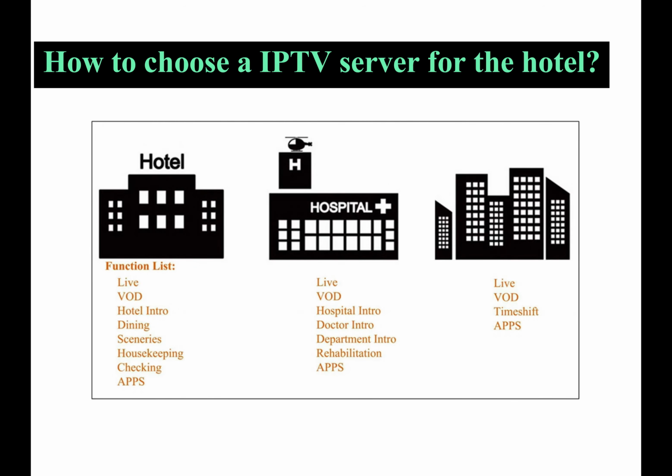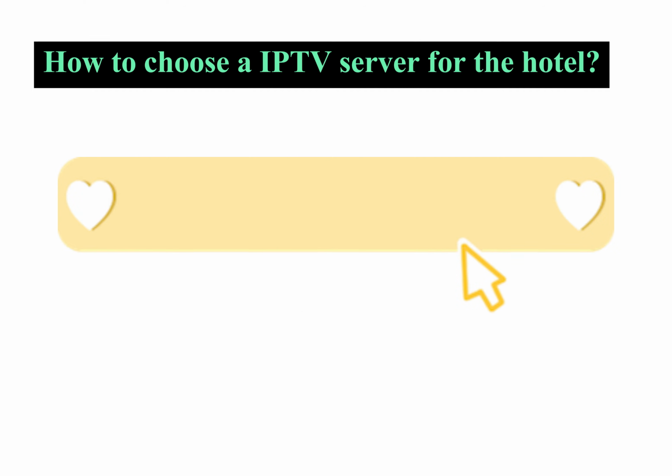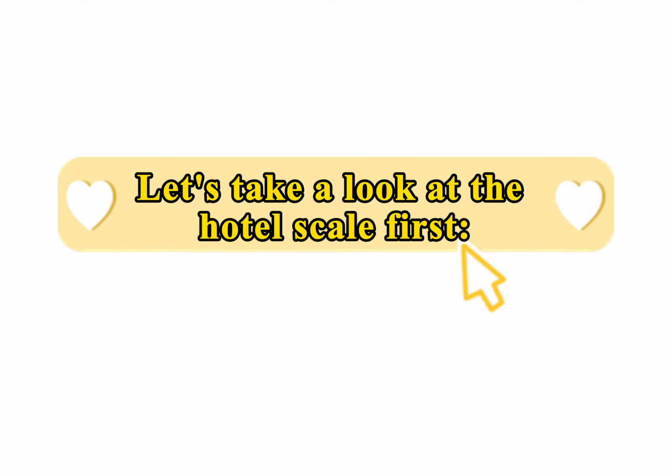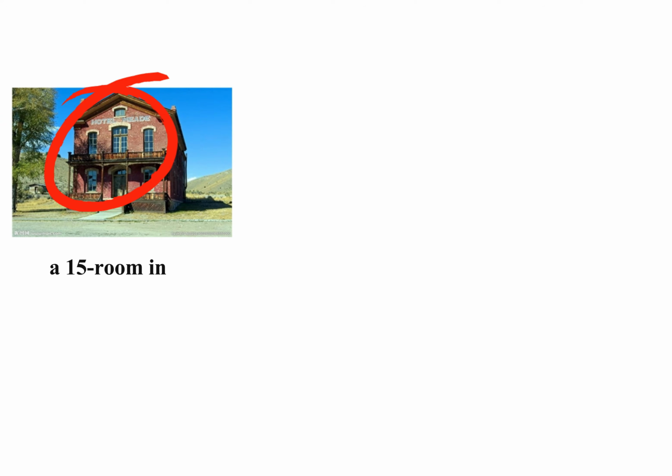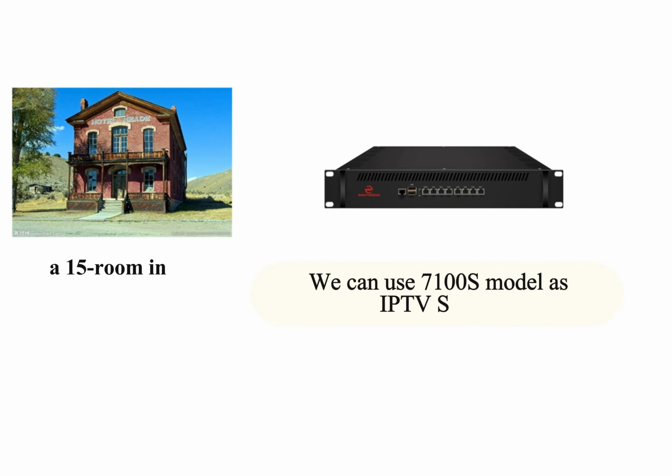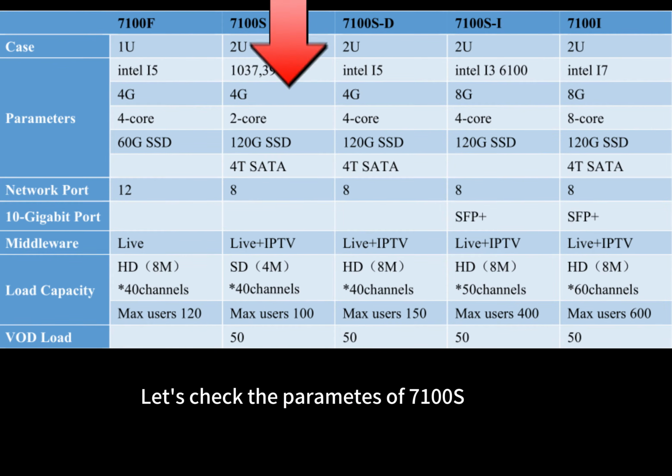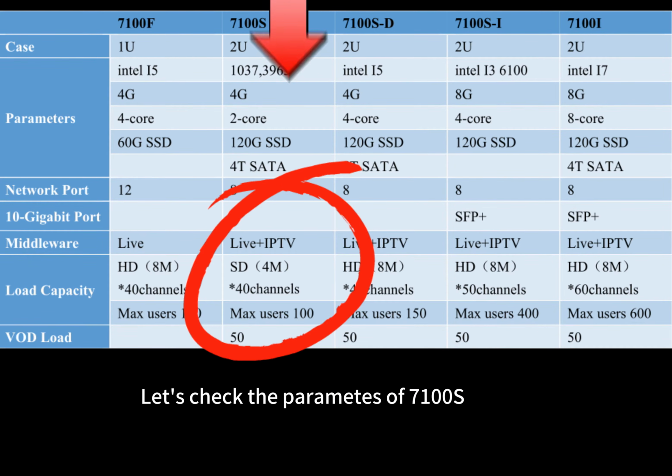How to choose an IPTV server for the hotel. Let's take a look at the hotel scale first. A 15-room inn. We can use the 7100S model as the IPTV server. Let's check the parameters of the 7100S.